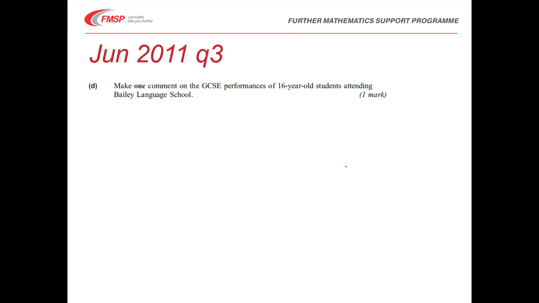Okay, so we're then asked to make one comment on the GCSE performances attending Bailey Language College. We've made a conclusion that there's no association. Just bear that in mind. So one way of phrasing this is actually it'd be bad to start looking at individual schools because we've just said that there isn't an association. So not suitable to look individually. Now you can, and if you do, you're not going to get penalised.